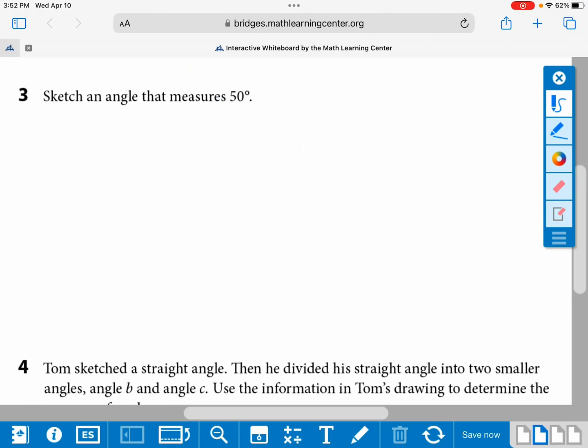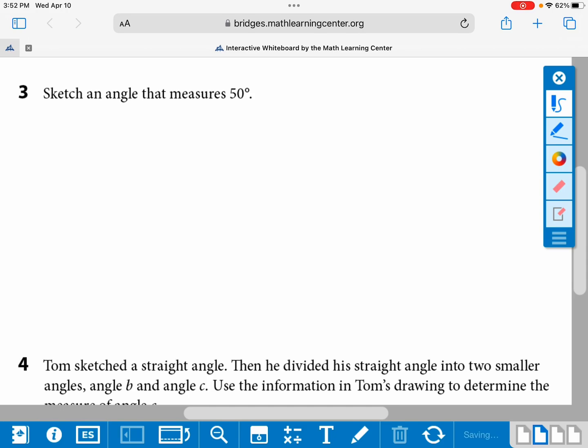When we draw or sketch an angle that measures 50 degrees, I have my protractor on the screen. You're not going to be able to see it because I'm screen recording, but I am just tracing this, all right? So hopefully it does not interfere too much.